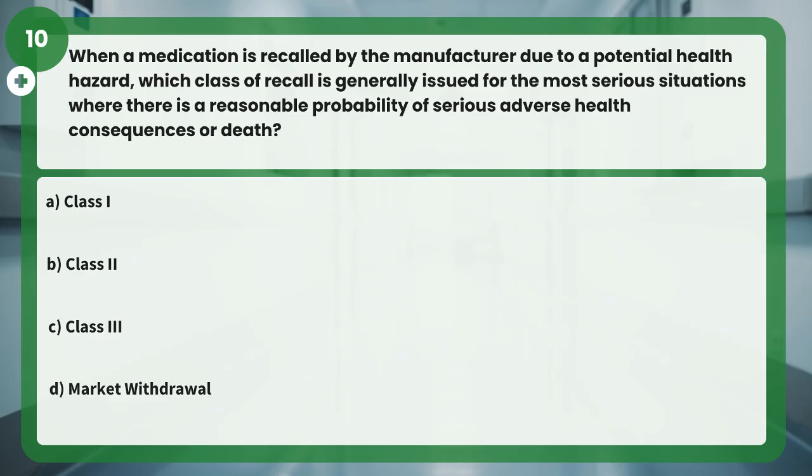Question 10. When a medication is recalled by the manufacturer due to a potential health hazard, which class of recall is generally issued for the most serious situations where there is a reasonable probability of serious adverse health consequences or death? A. Class 1. B. Class 2. C. Class 3. D. Market withdrawal.